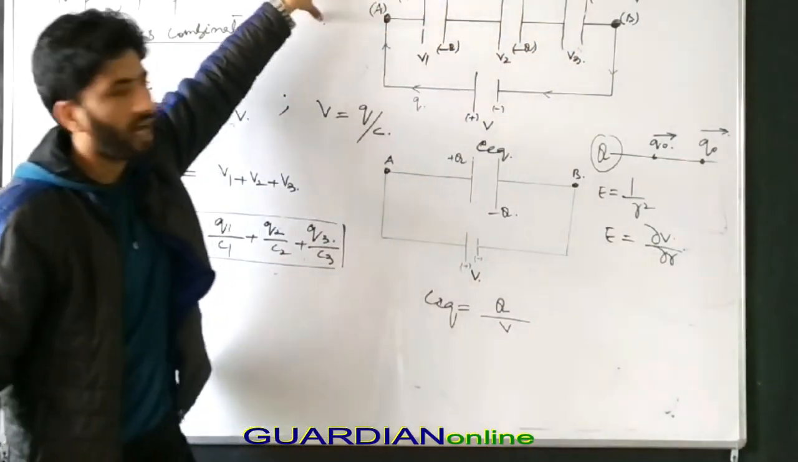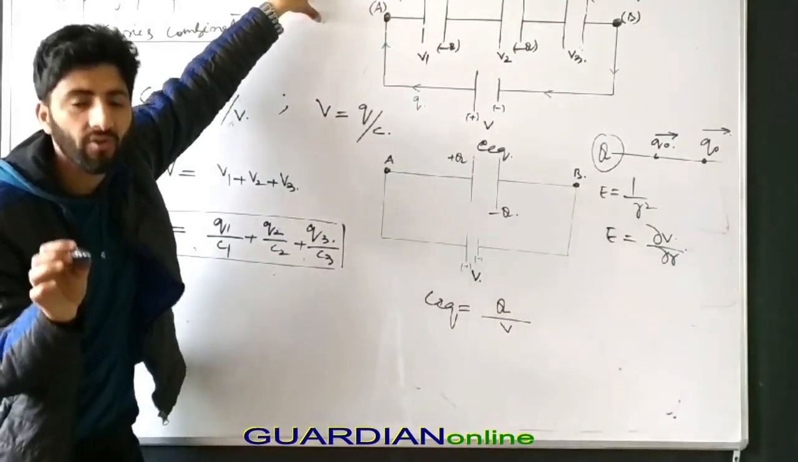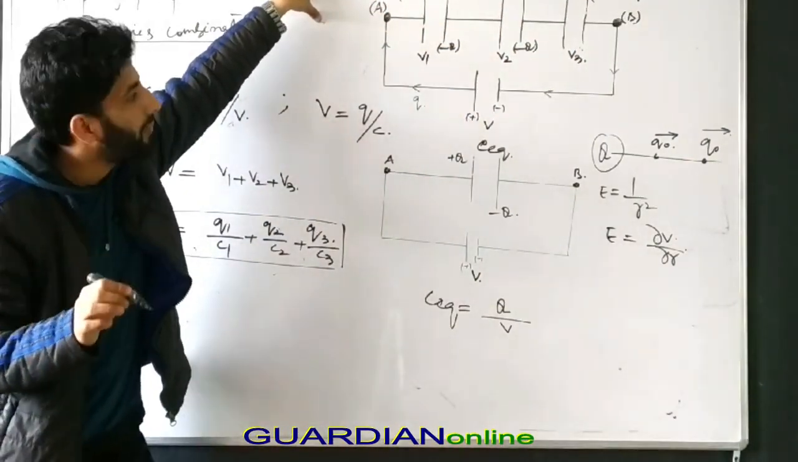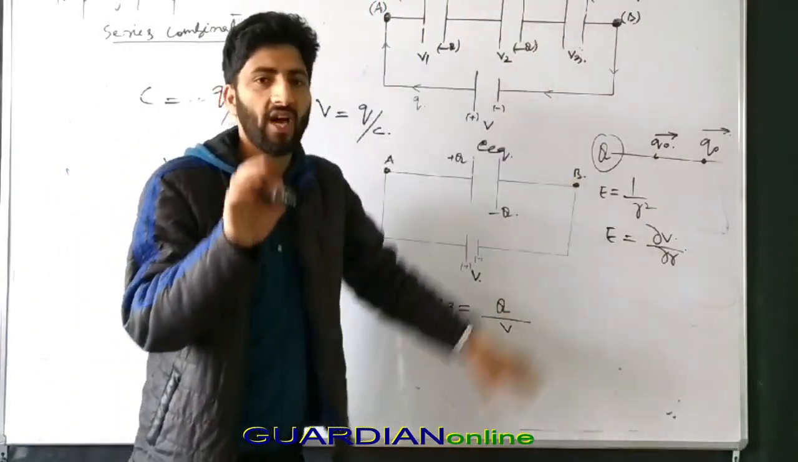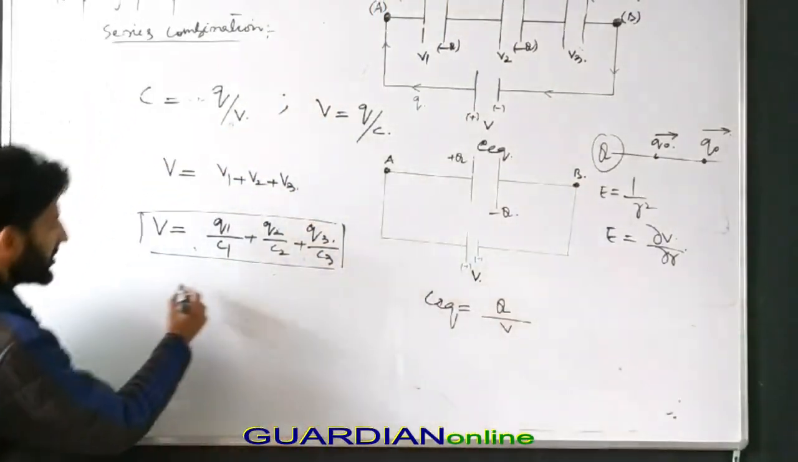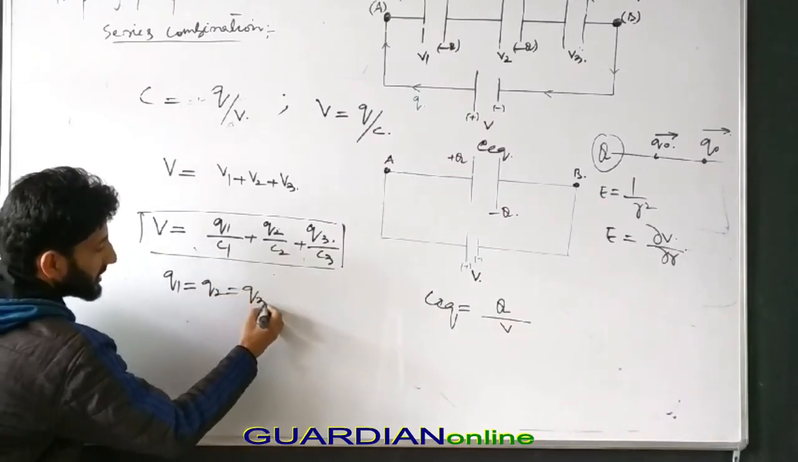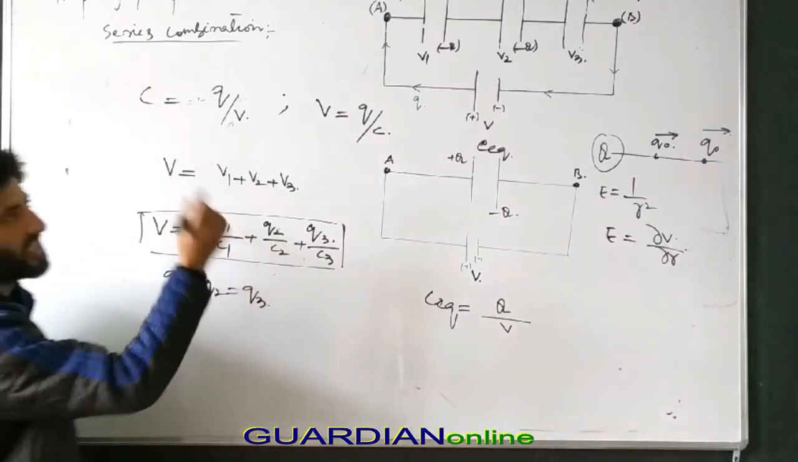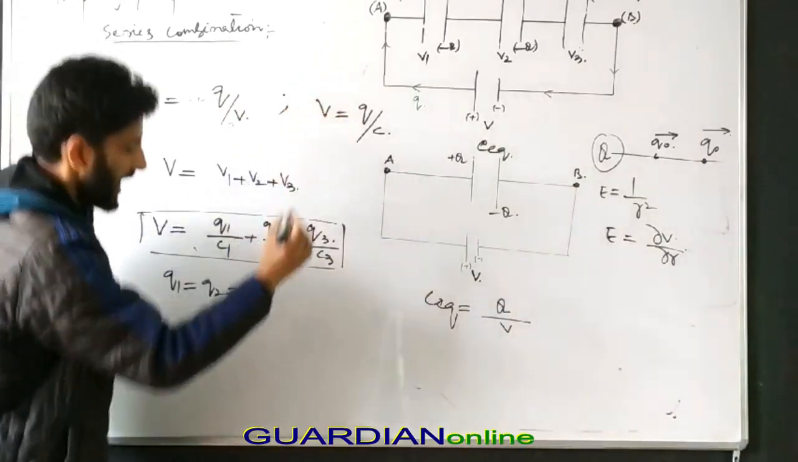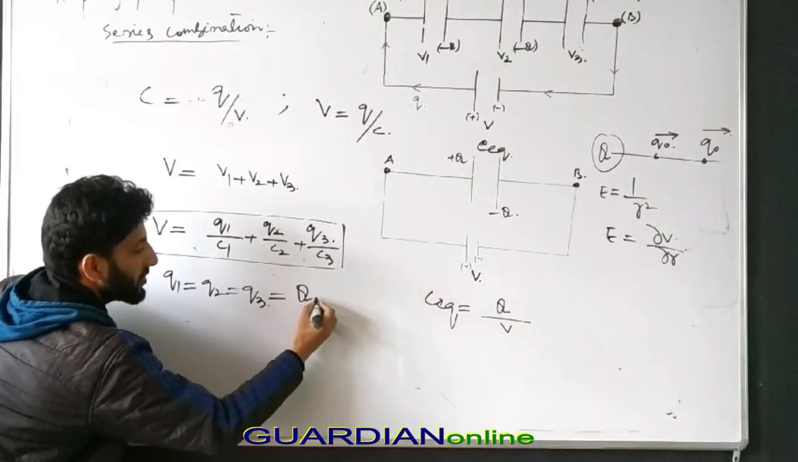Capacitors in series must have the same charge on each individual capacitor. That means Q1 is equivalent to Q2 is equivalent to Q3. In series, the charge is the same across C1, C2 and C3, and we call it capital Q.